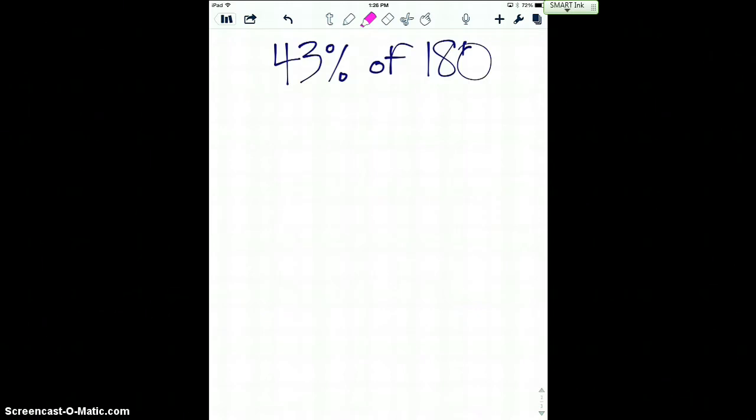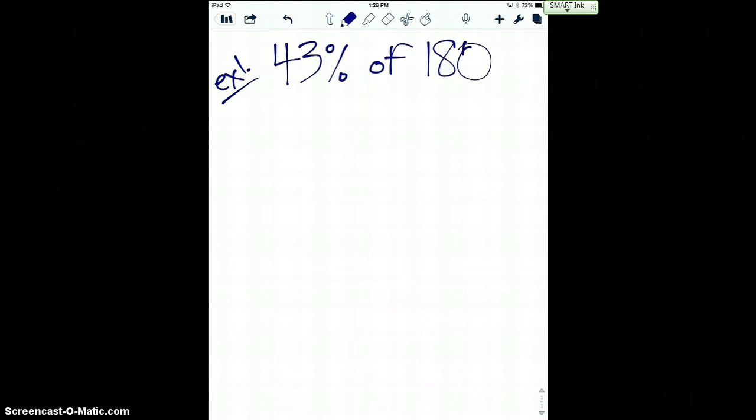Here we go. Example 1. I want you to find 43% of 180. And I'm going to show you this in a way where we're working on your number sense along with your math sense. If you're like, I have neither of those, then start listening. And I'm trying to help you.